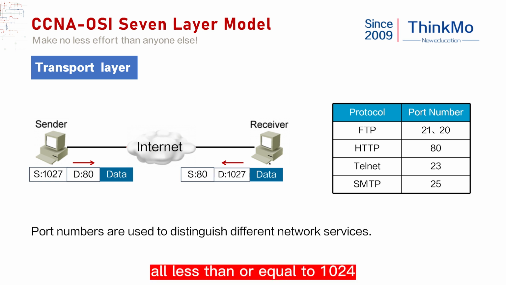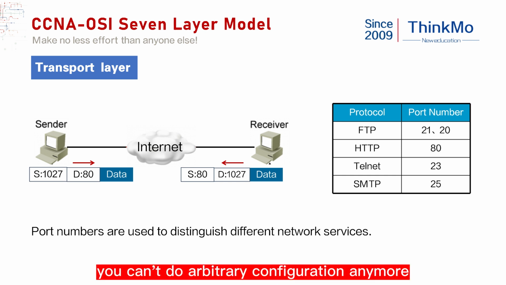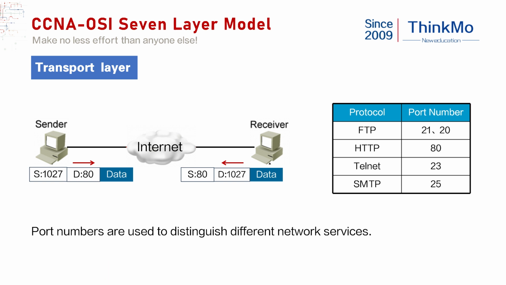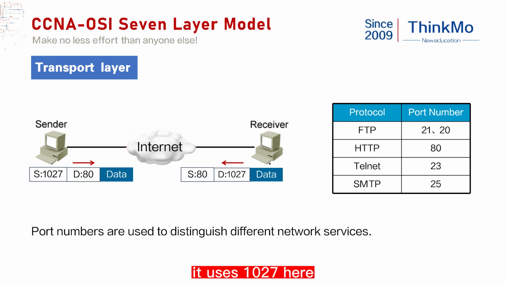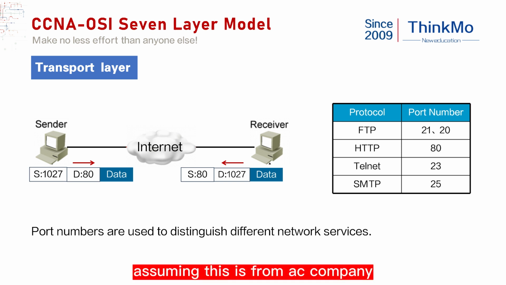All ports less than or equal to 1024 can no longer be configured arbitrarily. They are ports that we have made common. We agree that if you just say 80, it's the HTTP protocol. So when we go to the peer end locally, you have a port on the peer end, and you must also have a local port. It uses 1027 here. I use my local port 1027 to access your peer. Assuming this is from company C, it is port 80 of company C's server.